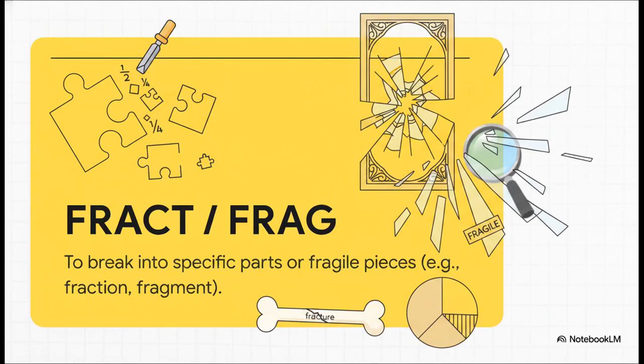Unlike rupt's bursting, smashing hammer, fract and frag are way more like dropping a jigsaw puzzle or a pane of glass. They are all about breaking things into specific mathematical parts or really fragile shards. Think of a fraction in math, a whole broken into specific parts, or a fracture in a bone, or a fragile glass fragment. It's still breaking, for sure, but it's a very different kind of breaking than a bursting volcano.